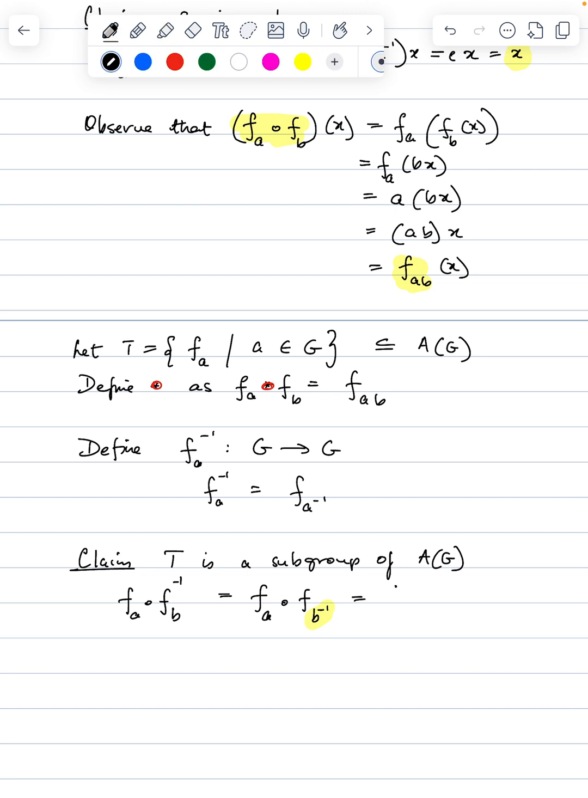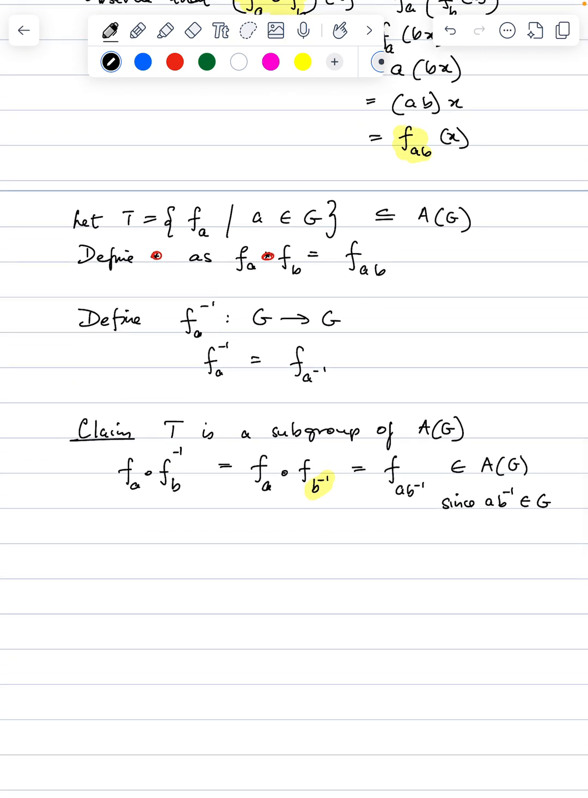So that is F of AB inverse. And since AB inverse is in G, this belongs to A(G). G is a group, so AB inverse belongs to G. So we may conclude that F subscript AB inverse is in A(G). All right? So that takes care of this claim. T is a subgroup of A(G).